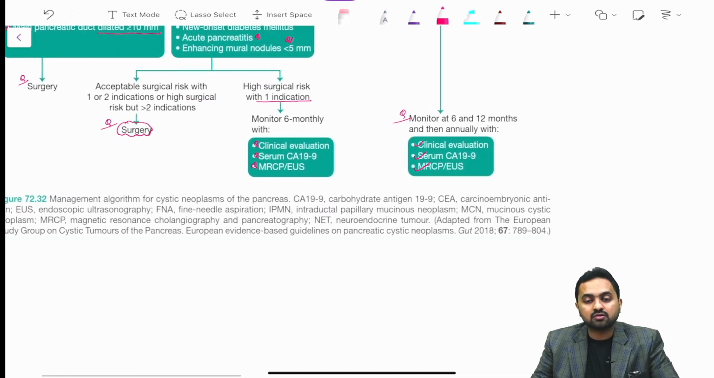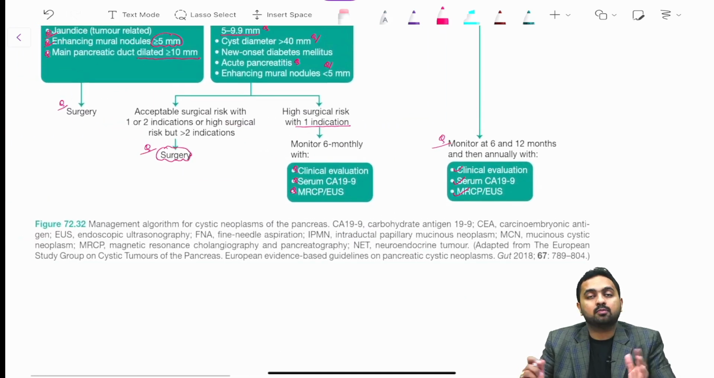Right. So, this is all about your cystic neoplasm of pancreas. So, please do remember the fluid characteristics in this section, which is your most important point and the most frequently asked question in your exam.